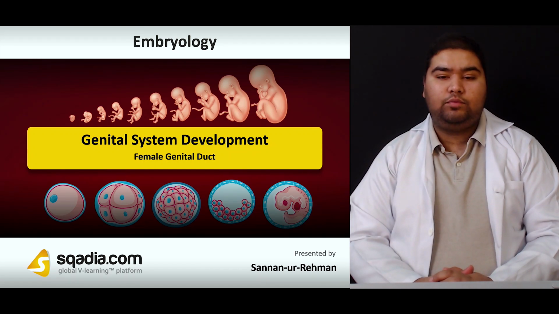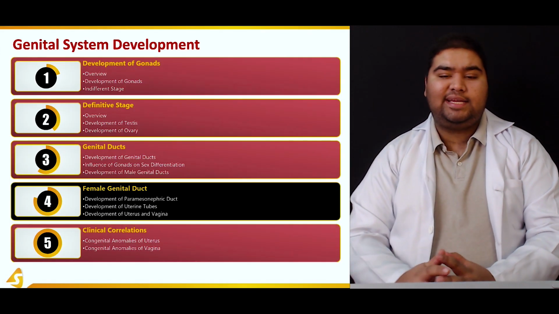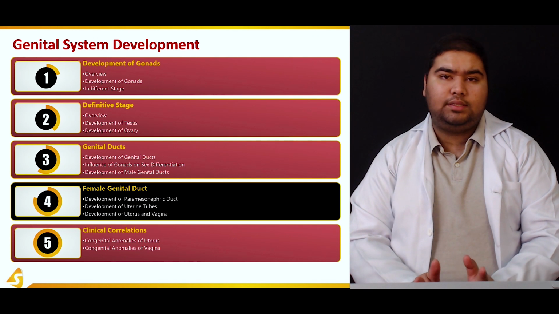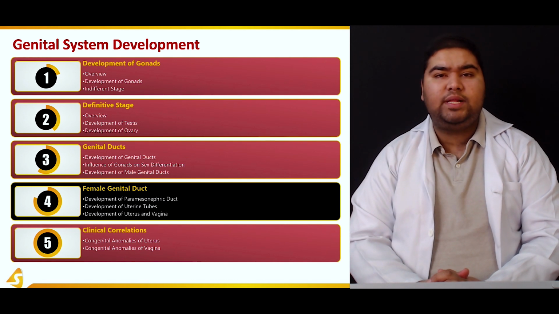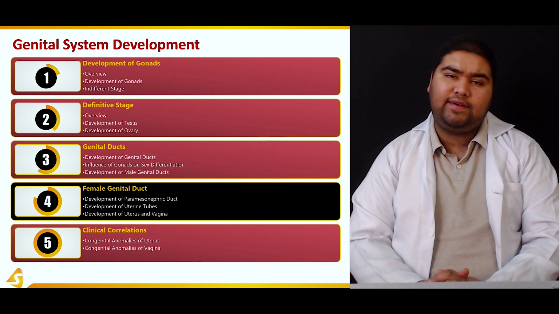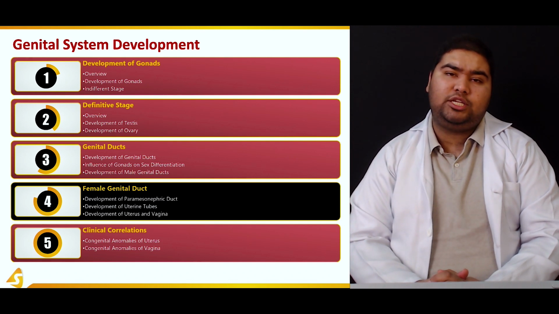Hello everyone. We are talking about the genital system development. In this section, we'll deal with the female genital tract. This section has been divided into the development of the paramesonephric duct. Paramesonephric duct is the precursor of the female genital system, so we'll see how it develops into the adult female genital system. Then we'll see how the uterine tubes are formed.